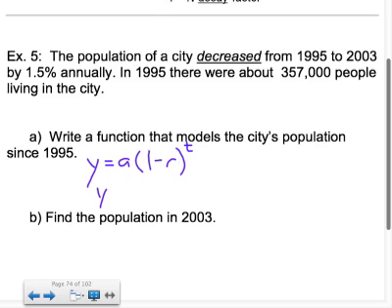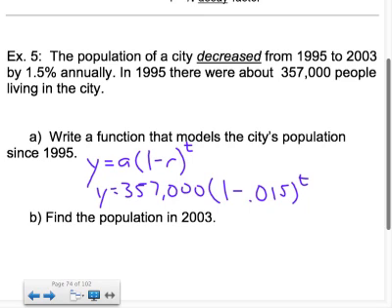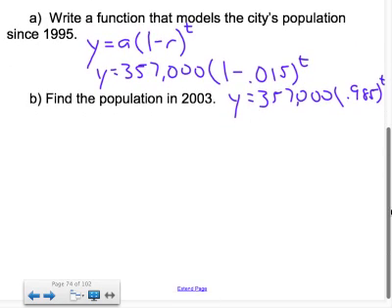So in this case, y equals, the initial amount was 357,000. That's how many we started with. The decay rate is 1.5%, so it's 0.015 to the t. And we should go one more step here and say y equals 357,000 times 1 minus 0.015, which should be 0.985 to the t. And again, you notice the thing being raised to the exponent is less than 1. That's what makes it a decay function or model.